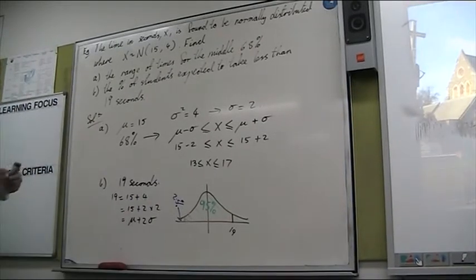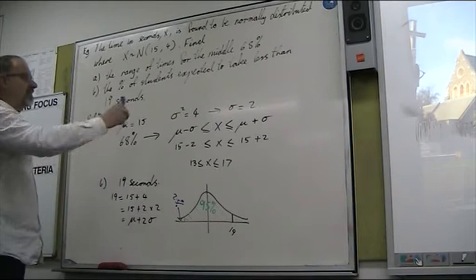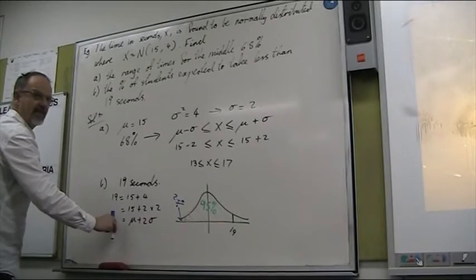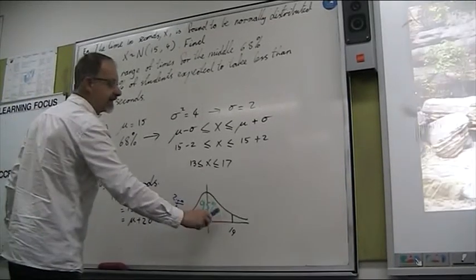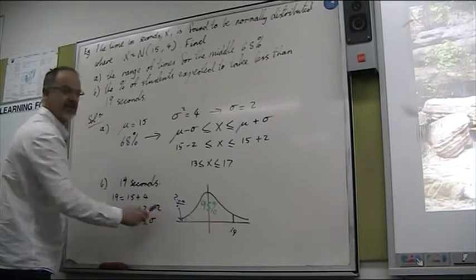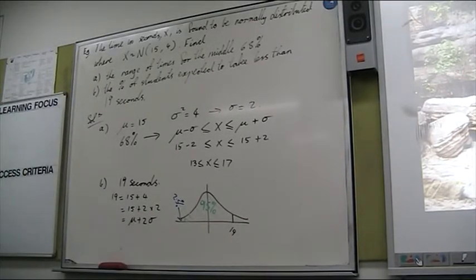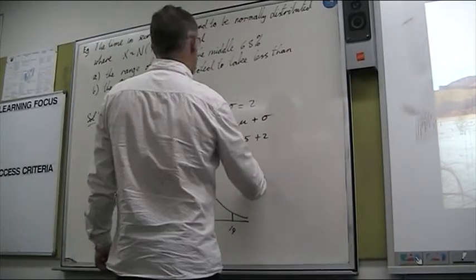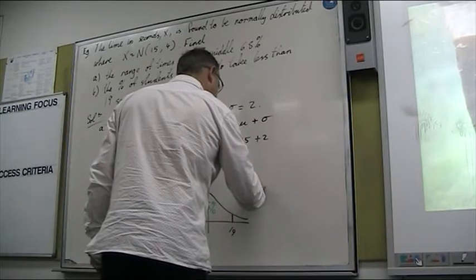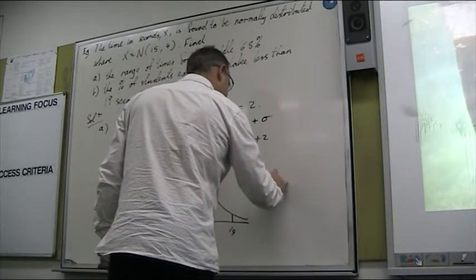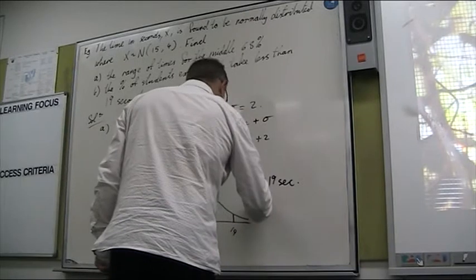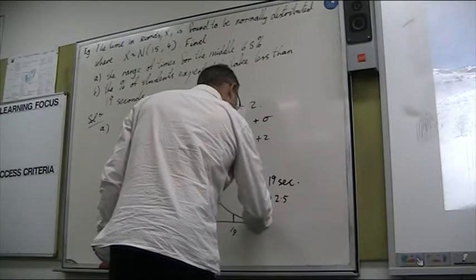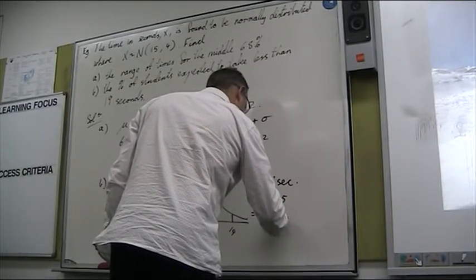The question asks us what percentage of students take less than 19 seconds, so that's all of them down there. So less than 19 seconds would be this 95 plus this 2.5%. 97.5. Correct, 97.5. Because that's the equation that you wrote down just before.